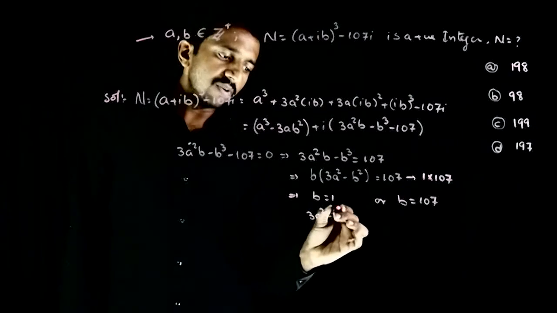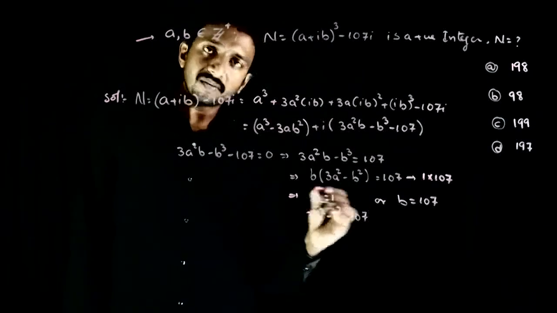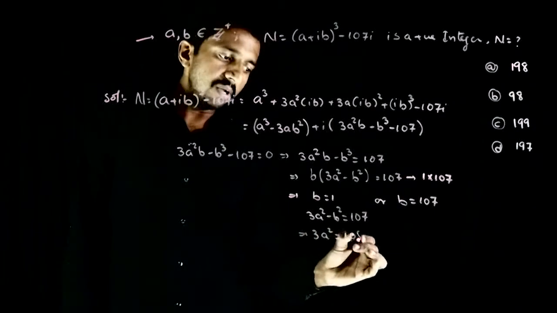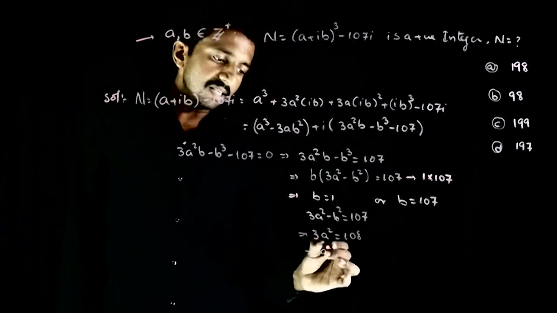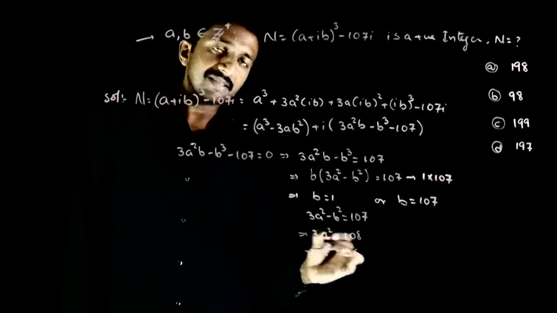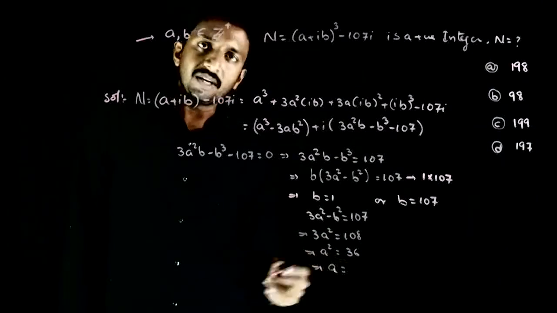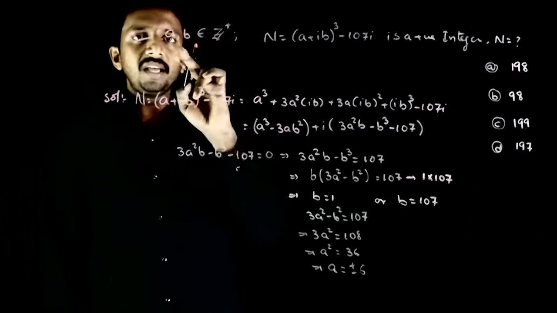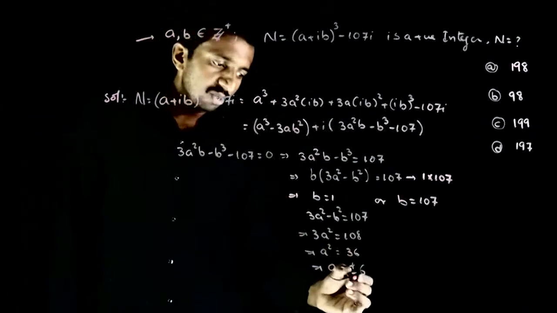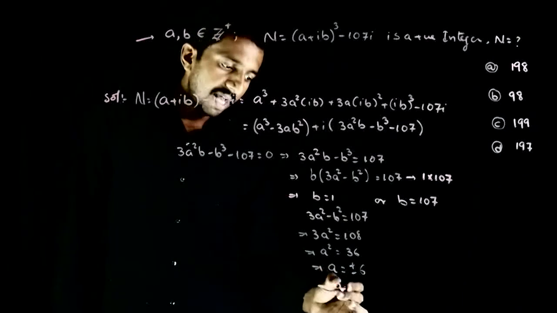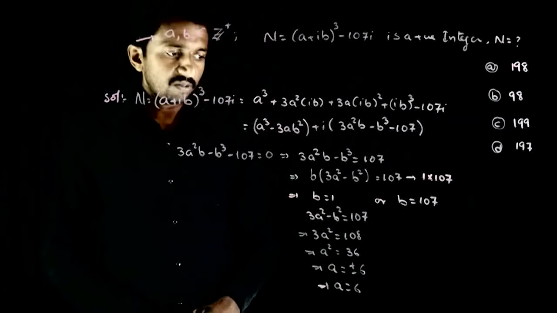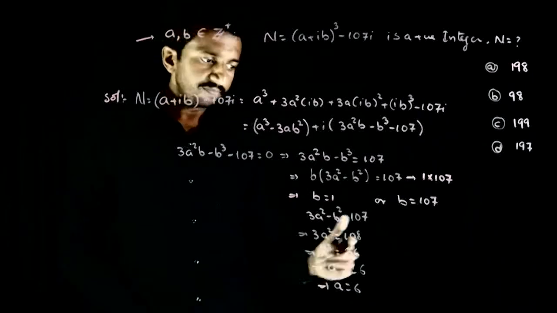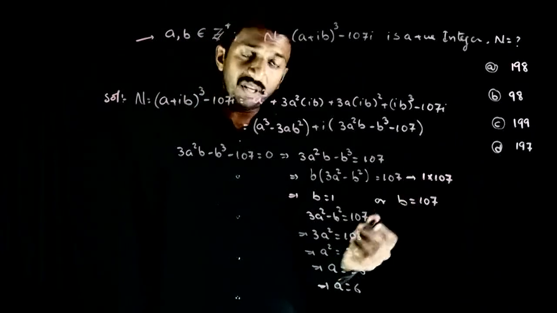If b is 1, then 3a square minus b square has to be equal to 107. This implies 3a square is equal to 108, so a square is equal to 36, so a is equal to plus or minus 6. But the question says a is a positive integer, so minus 6 is not possible, so a has to be equal to 6. So if b is 1, then a should be 6.